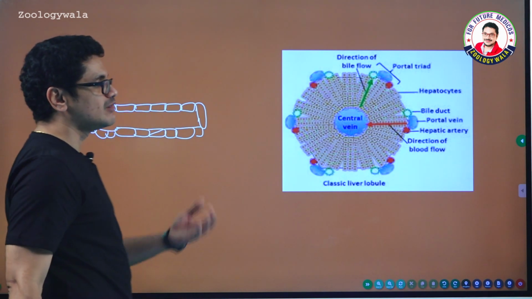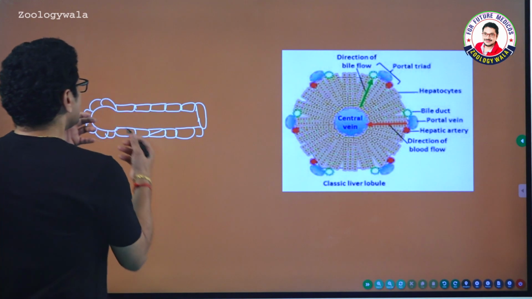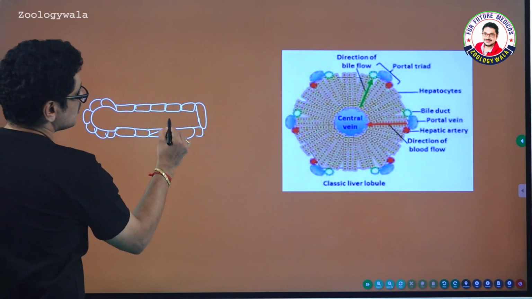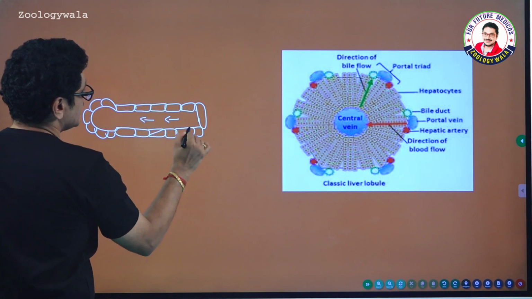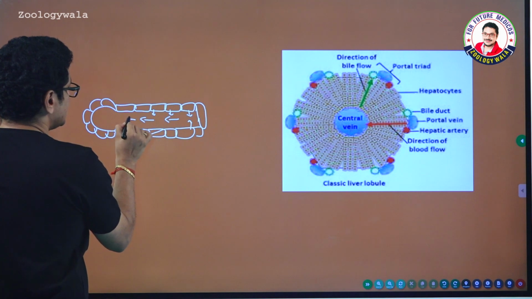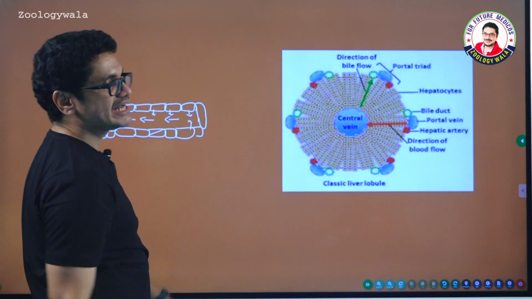Why? Because the bile which is produced by the liver should come out from the liver, isn't it? So here this is the branch of the bile duct. See here the bile, the green color one, the bile is flowing, the cells are producing the bile like this, and the bile is flowing in this direction. So bile is flowing in one direction.